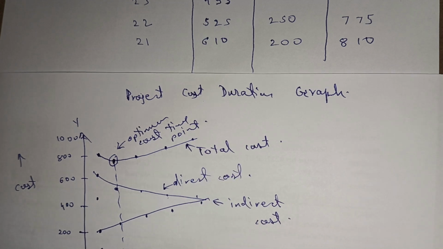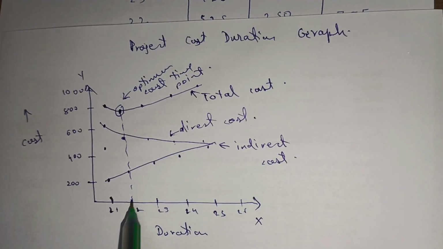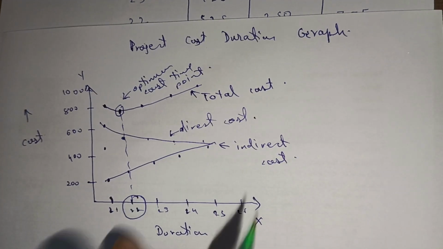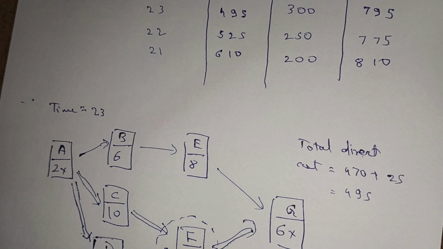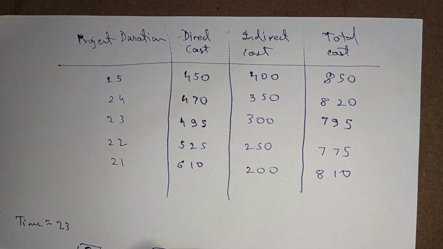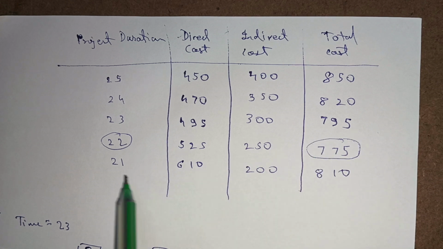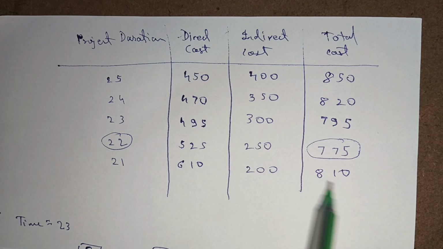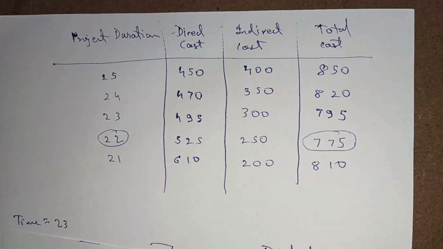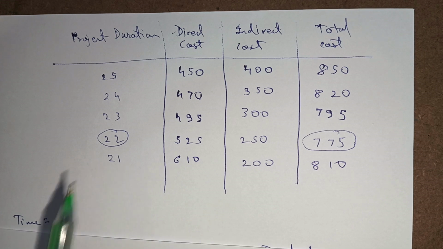Okay, so the minimum number of days in which the project can be completed at the cheapest price is 22 days. Otherwise, beyond that, if we do it, the cost increases to a very high extent. So best is to complete the project in 22 days.